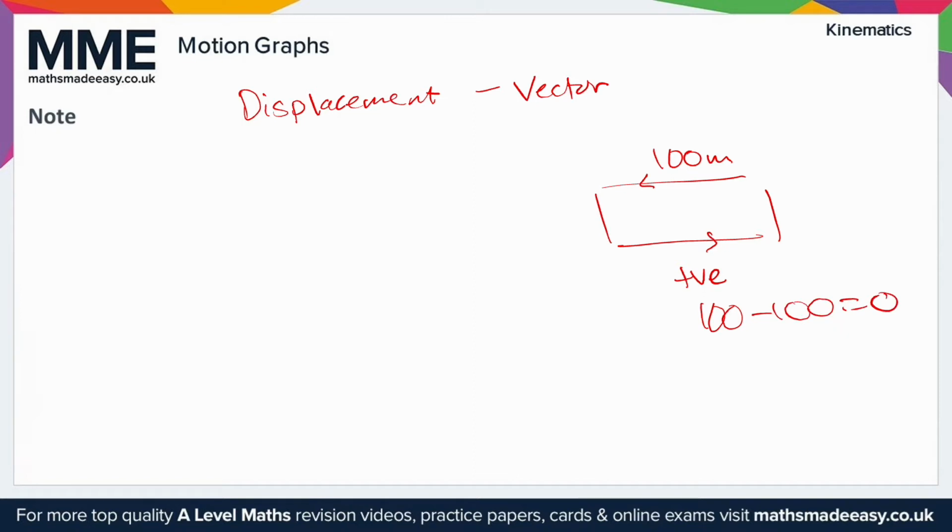So my displacement would be 0 meters, whereas my distance, which is a scalar, so it just has magnitude, is how far I've traveled in total. If I've run 100 meters out and 100 meters back, I've traveled 200 meters, so my distance is 200, but my displacement will be 0 because I'm back at the origin. So the good thing to remember is displacement is a vector, which involves distance and direction, whereas distance is purely the distance traveled without a specified direction.